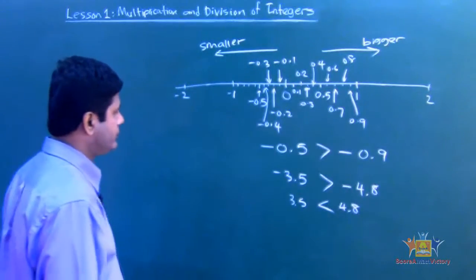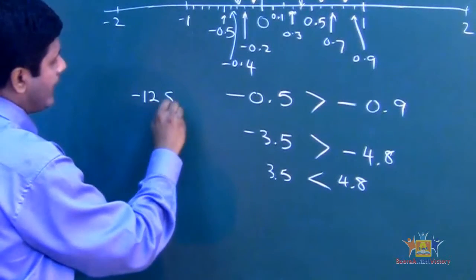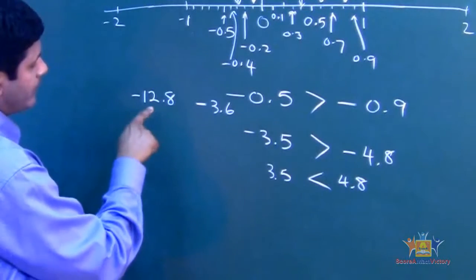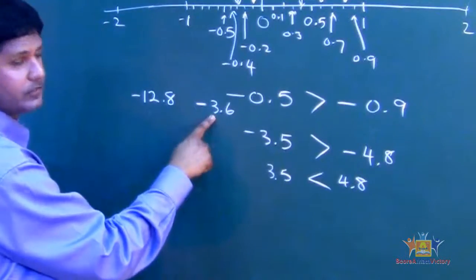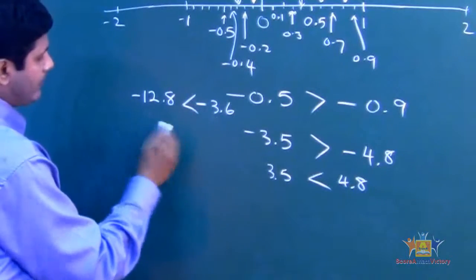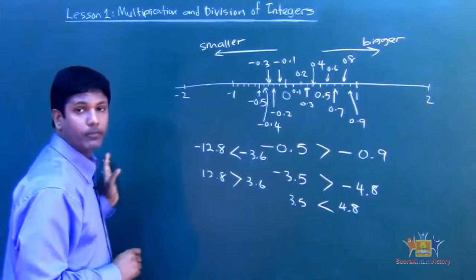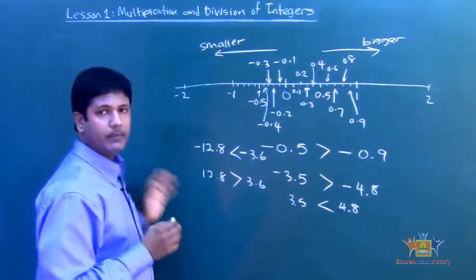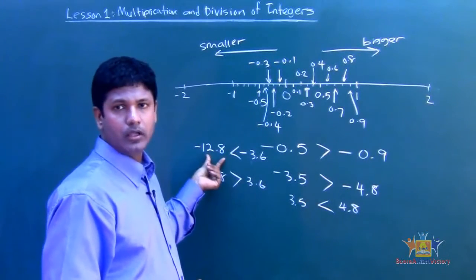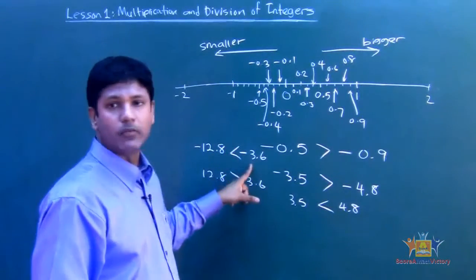All right, let's do another one. Let's say if I give you negative 12.8 and negative 3.6, which one is bigger, negative 12.8 or negative 3.6? Negative 3.6. Keep in mind, if these were positive numbers, 12.8 and 3.6, which one's bigger? Definitely 12.8. So keep in mind, negative means you owe more. You owe more and you owe less. Overall, which is bigger? The one you owe less.